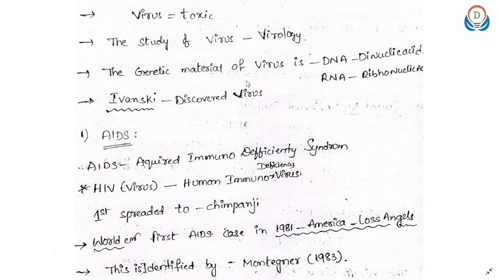The genetic material of virus is DNA and RNA. DNA is deoxyribonucleic acid and RNA is ribonucleic acid. Who discovered virus? The scientist's name is Ivanovsky. He discovered virus.